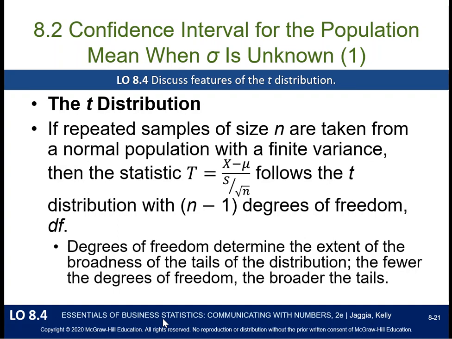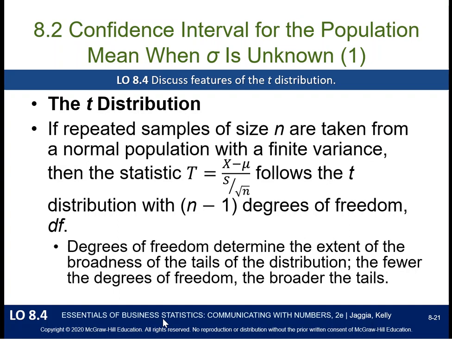When we calculate the t-distribution, we're going to take x bar minus mu, assuming we still know the population mean, and then divide it by the sample standard deviation divided by the square root of n. But we have to have what we call degrees of freedom. Degrees of freedom refers to the extent of the broadness of the tails. The fewer degrees of freedom, the broader the tails; the more degrees of freedom, the narrower the tails are.